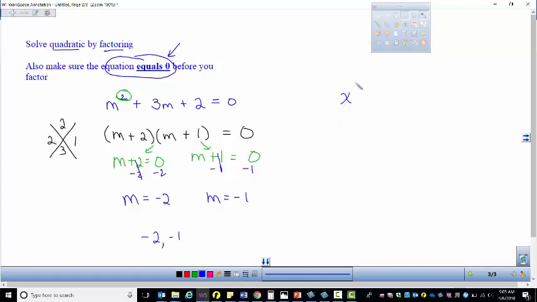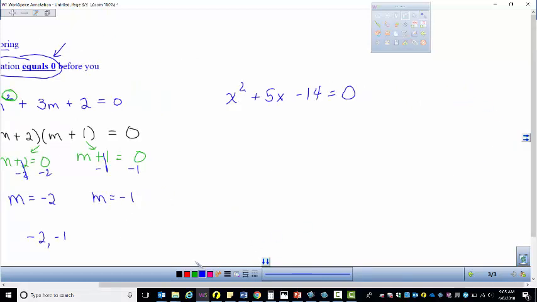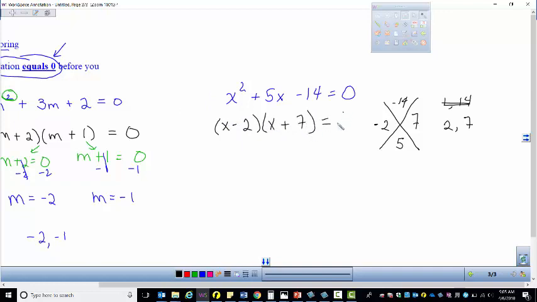Let's say that we have x squared plus 5x minus 14 equals 0. So again, it equals 0, so that's good. And then we factor. So we're looking for factors of negative 14 that give us positive 5. So 1 and 14 or 2 and 7. 1 and 14 is never going to make 5, but I could do 2 and 7. And to get 5, I would need this to be a negative 2. So I have x minus 2 and x plus 7 equals 0.